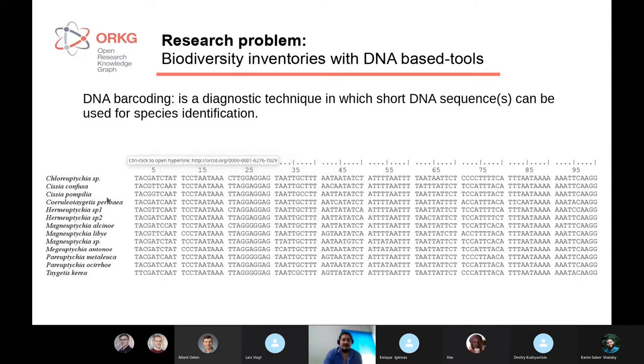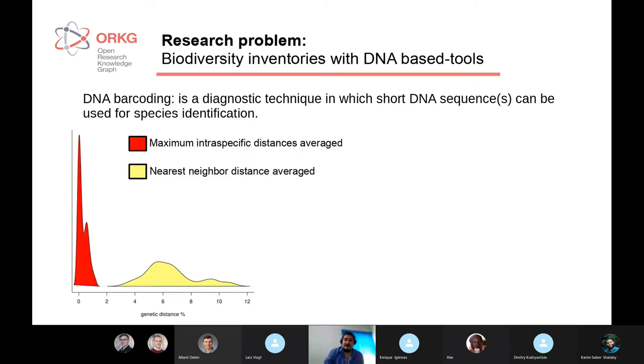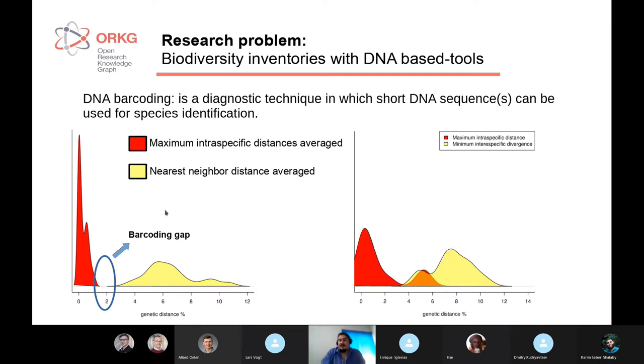In this case, the tool is simple. We have DNA sequences from several species, and we study the little differences in these DNA sequences. We estimate this difference as a genetic distance percent. This supposes that the genetic distance inside the species is lower than the genetic distance between species. This gap between genetic distance inside species and between species is known as the barcoding gap. But this barcoding gap is not always present in all study groups.